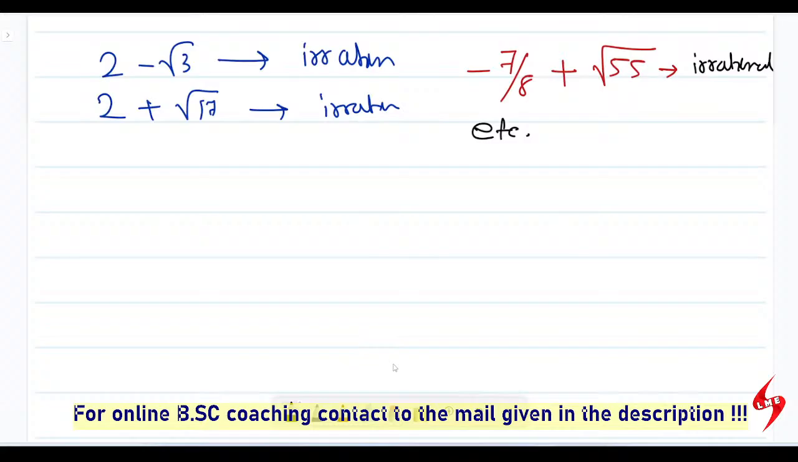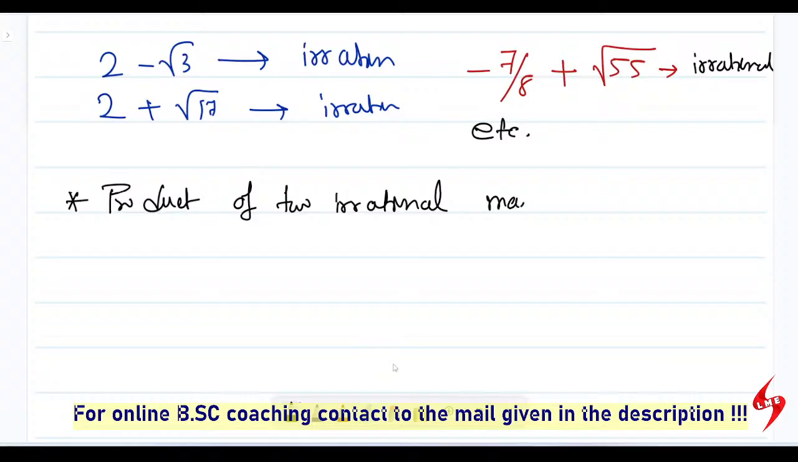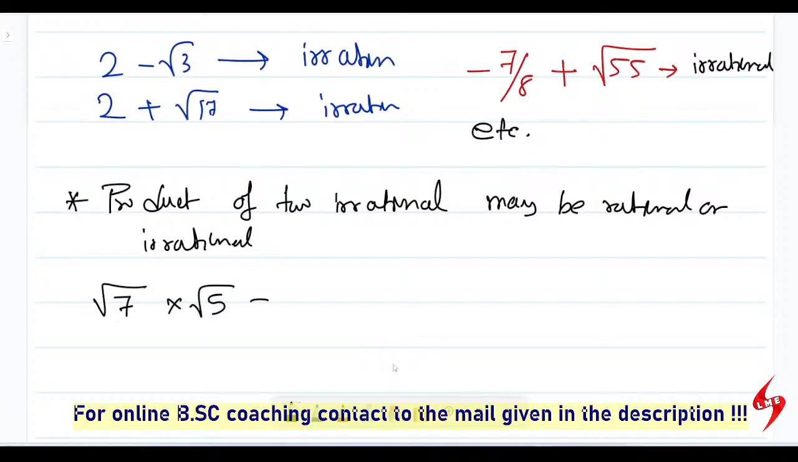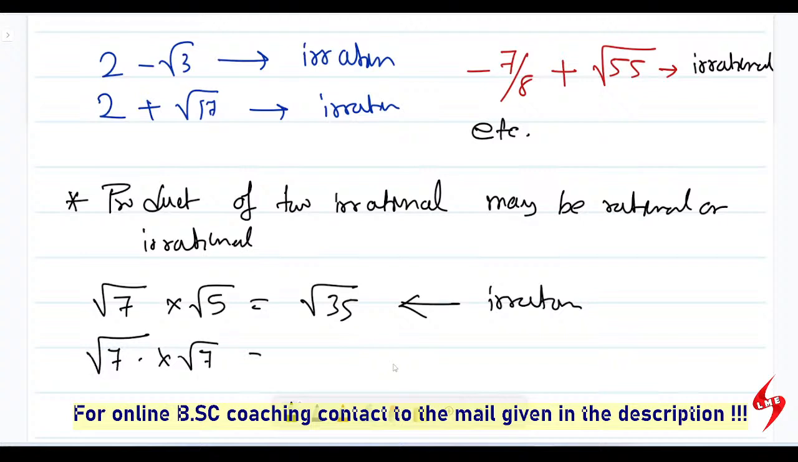Okay. Product of two irrationals may be rational or irrational also. Like if I take the product of root over 7 and root over 5, that is root over 35, it is irrational. But if I multiply root over 7 into root over 7, that will be 7. So that is rational.